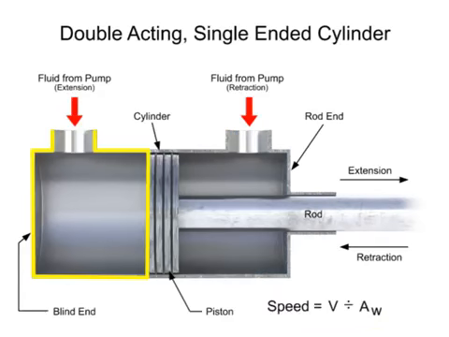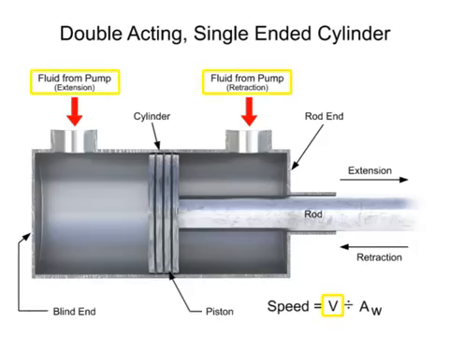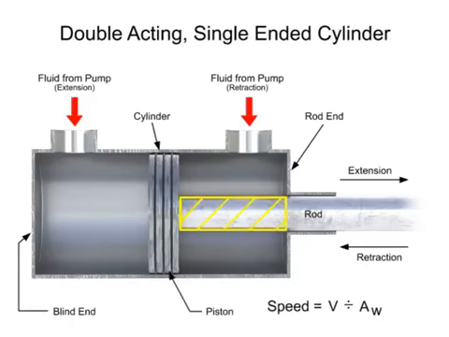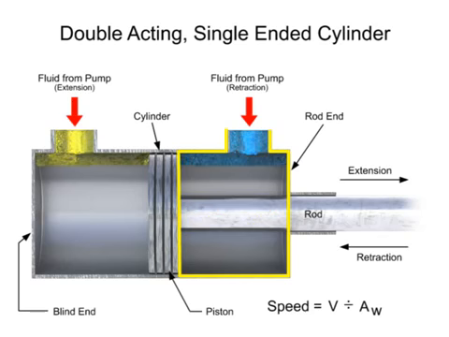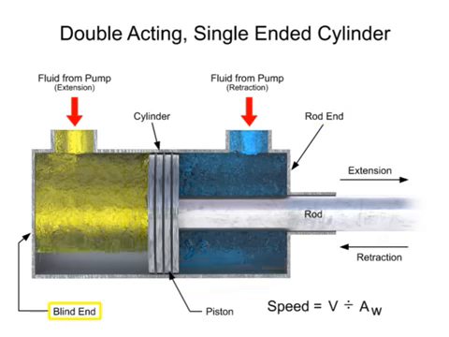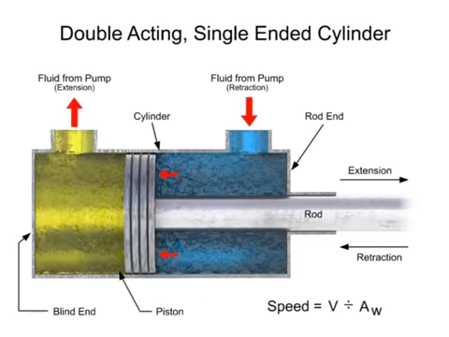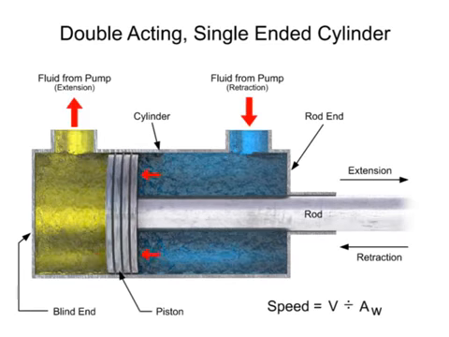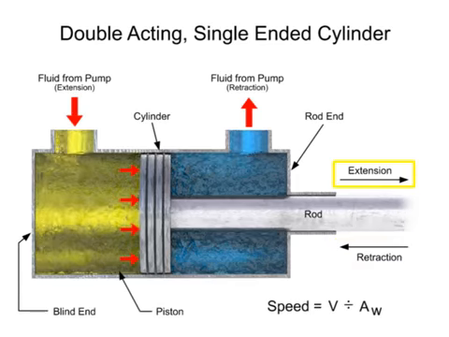Since each side of the cylinder has a different working area, each side experiences a different speed. Let's assume that the volumetric flow rate is equal for each inlet. Because the rod takes up space within the cylinder, less fluid is required to fill that side. This means that the fluid can fill the rod end side more quickly than it can fill the blind end. Since the rod end side fills with fluid more quickly, the cylinder will always retract faster than it can extend.